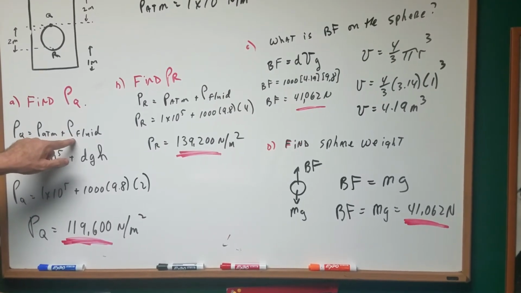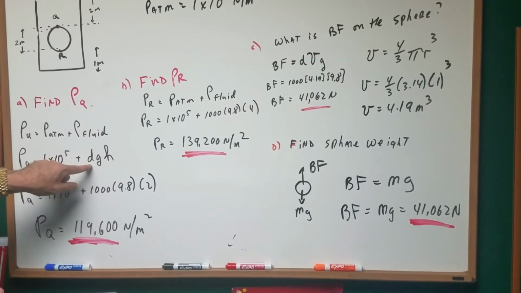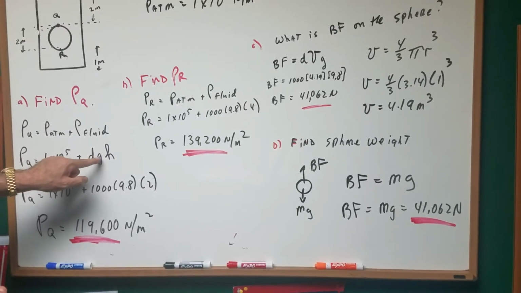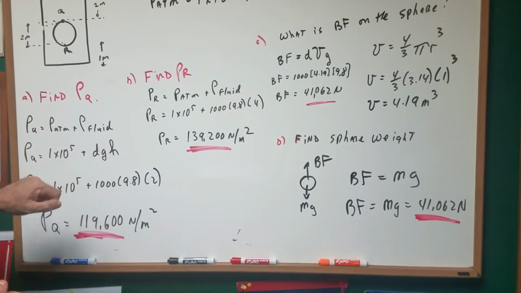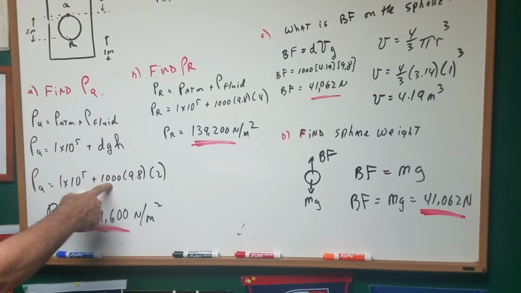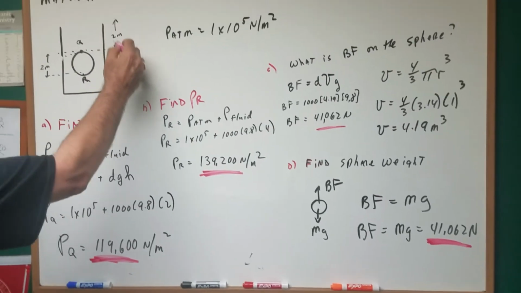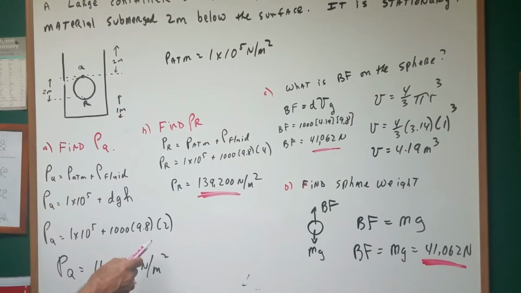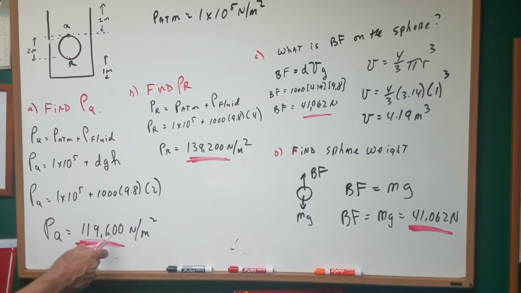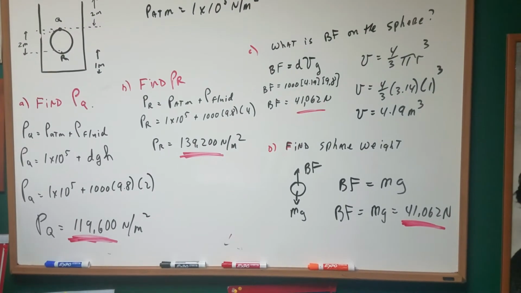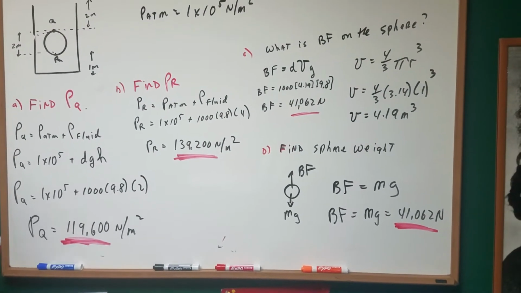The pressure of the fluid, and that's the formula you need to know, is dGH, where d is the density. The density of water, if you remember, is 1,000. G is a constant. And as you can see, the distance from the top, Q is 2 meters from the top. We put it in, we got 119,600 newtons per square meter.